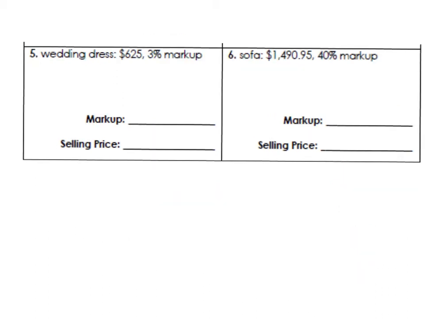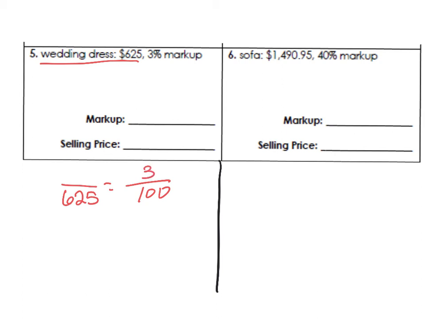Okay, let's try markups. Same thing, only we're going to add. So let's try the wedding dress. Start out with our percent proportion. The wedding dress is $625. That goes down here for our original price. 3% markup. Now, this one's tricky because here's our decimal point. We're going to move it over twice. So we're actually going to multiply by 0.03.